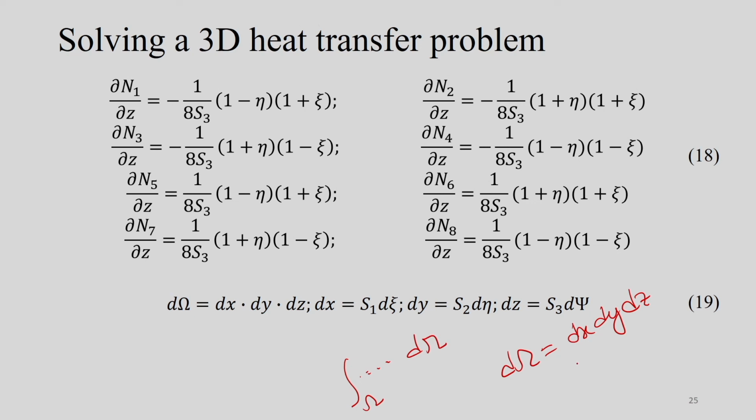So, the volume integral over this particular domain is equal to dx dy dz, and we know dx equals S1 d xi, dy equals S2 d eta, and dz equals S3 d psi. So, it becomes S1 S2 S3 d xi d eta d psi, which is in terms of the local coordinate system. That means this elemental volume is converted in terms of the local variables, and that way we can convert this.